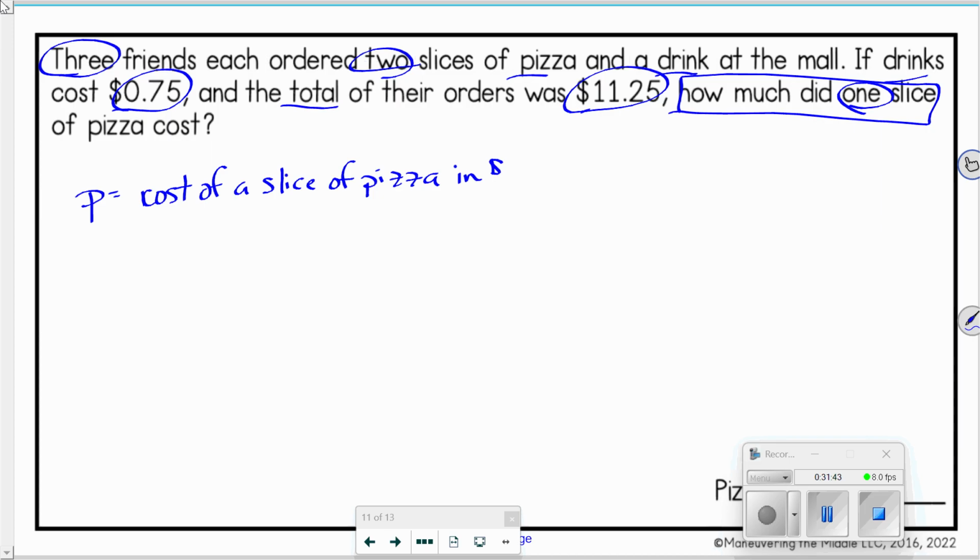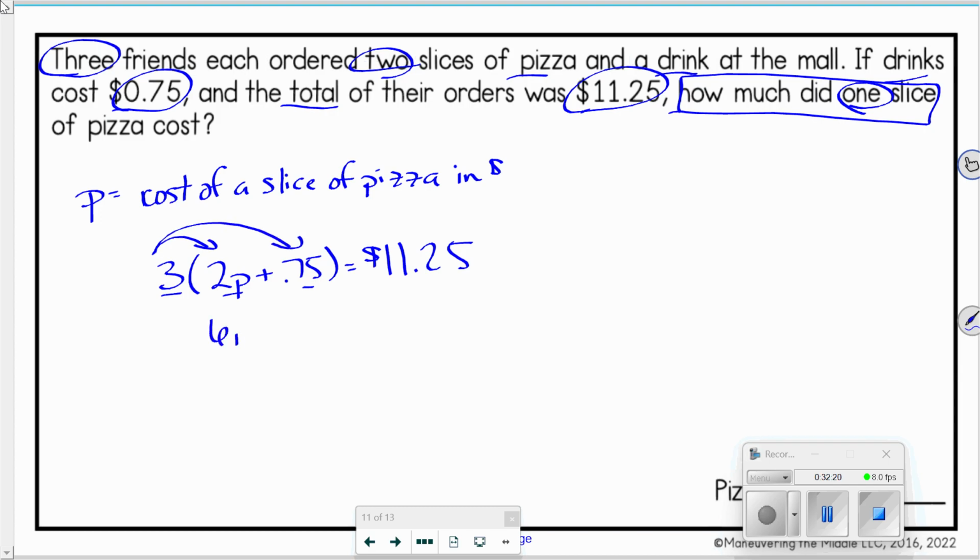You would use the distributive property, first of all. 3 parentheses, 2P plus 0.75, parentheses, equals 11.25. So each one is getting 2 pizzas and a drink. There's 3 of the friends. So there's the 2 pizzas and the drink. There's the 3 friends that are associated. Remember that grouping symbol is just saying everybody's getting everything inside of here. So now first up we're going to go ahead and distribute.